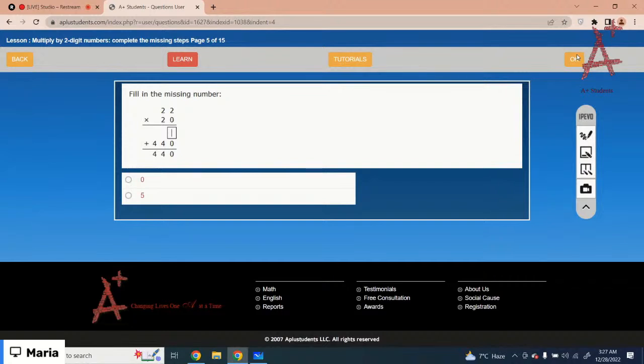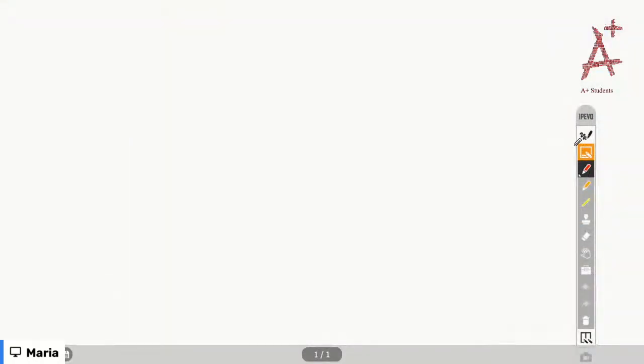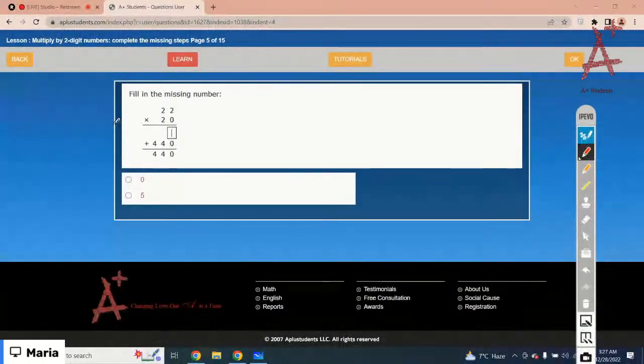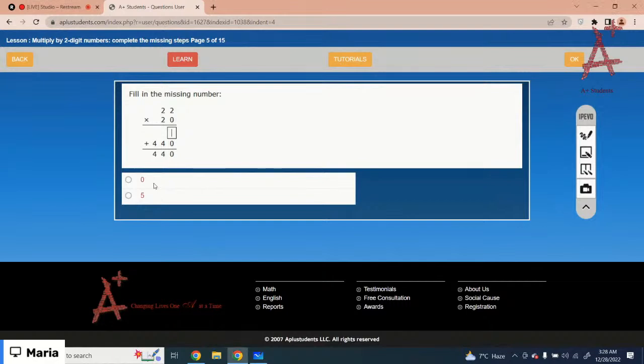Okay, the next one is the missing number. So the missing number is, 0 times any number makes 0. So 0 times 2 makes 0, and 0 times 2 makes 0. Got it? So that means the missing number is 0. Here you have 0 times 2 is 0, and 0 times 2 is 0. 0 plus 0 is 0, 0 plus 4 is 4, it would be 440. So the correct option is 0. Just select the correct option, then click on the OK button.